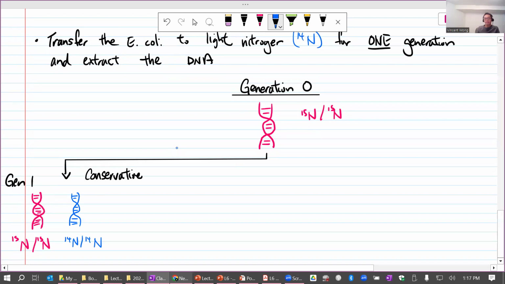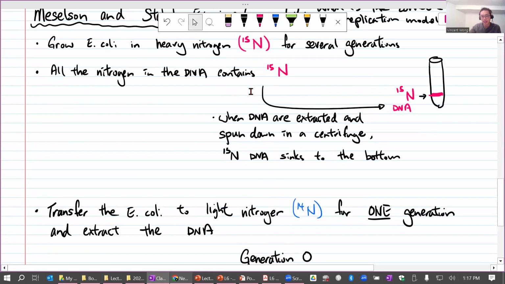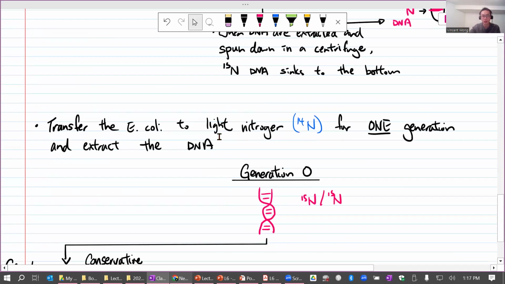I don't understand why it's N14. Say that one more time. What's the question? Why is it N14? Yes. Okay. So you grew them in N15 for several generations. You understand why everything is N15 at this point, right? Yes. And then they move it to the N14 for one generation.